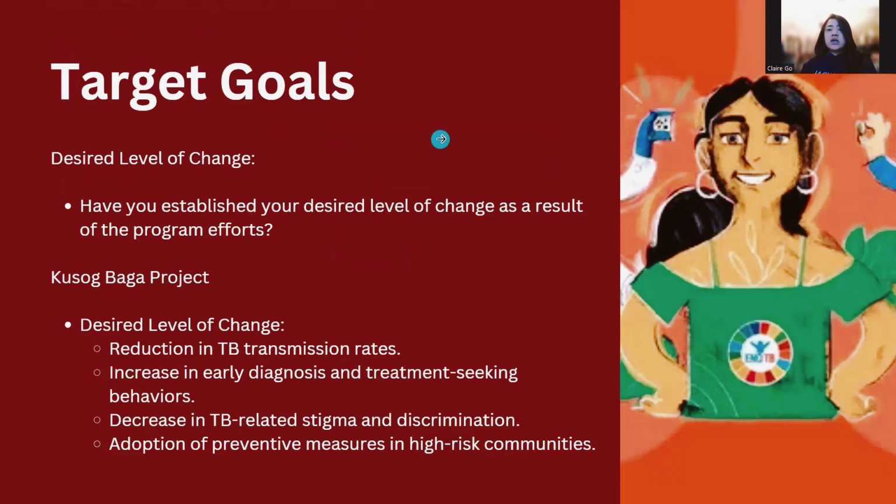Now, let's discuss the target goals we aim to achieve through our Kusog Baga project. Our first step is to establish our desired level of change as a result of our program efforts. Now, let's look at the specific goals we've set for our tuberculosis awareness project. We aim to see a reduction of tuberculosis transmission rates within our target communities. Our goal is to increase the number of individuals seeking early diagnosis and treatment for TB symptoms. We strive to decrease the levels of TB-related stigma and discrimination in our communities.